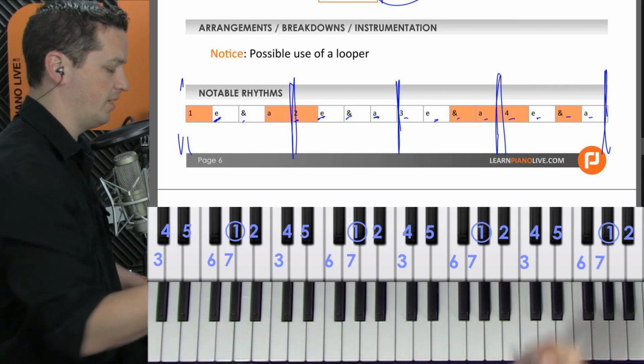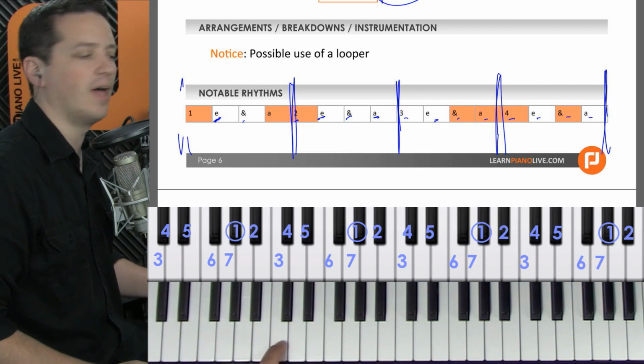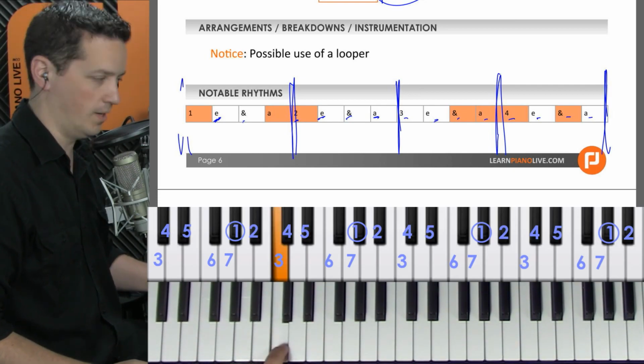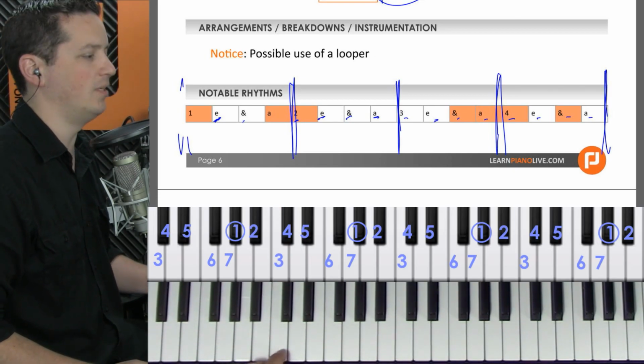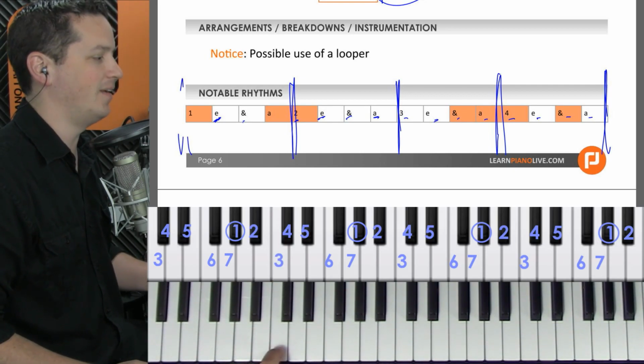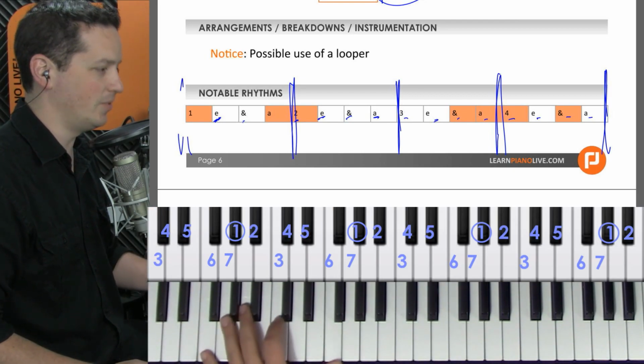Then we would have this. 1E and a 2E and a 3E and a 4E and a 1E and a 2E and a 3E and a 4E and 1E and a 2E and a 3E and a 4E and a 2E and a 3E and a 3E and a 4E and a 1E and a 2E and a 3E.